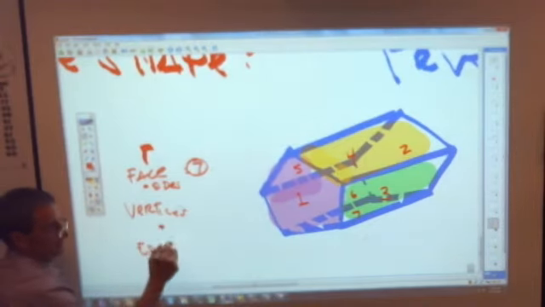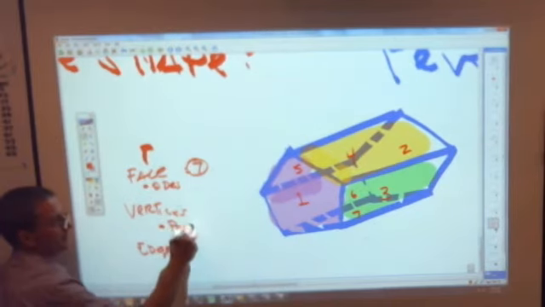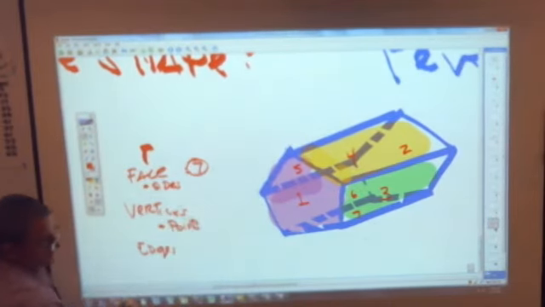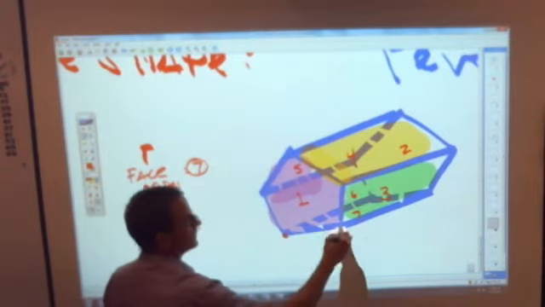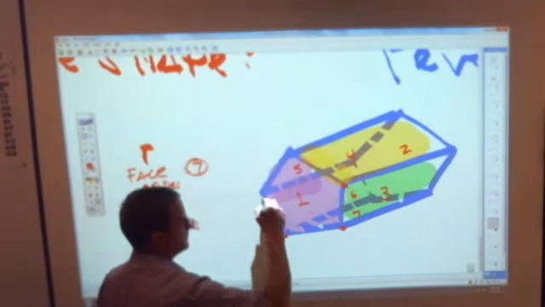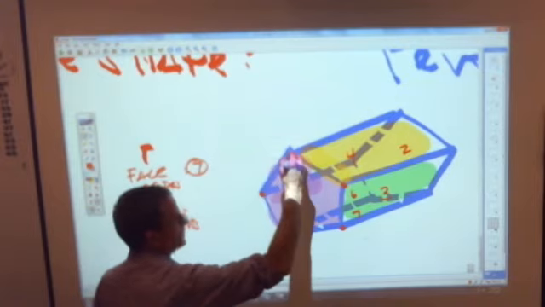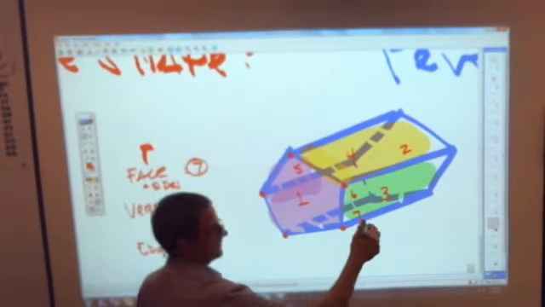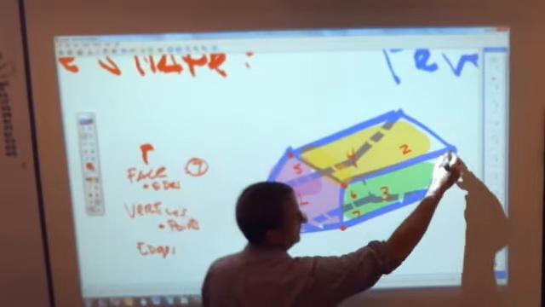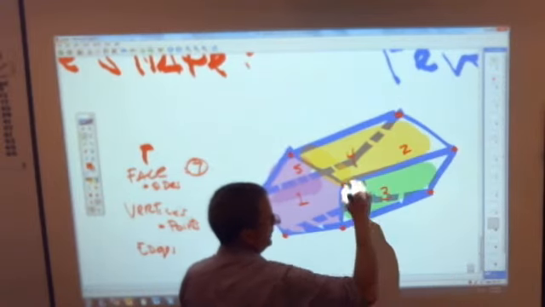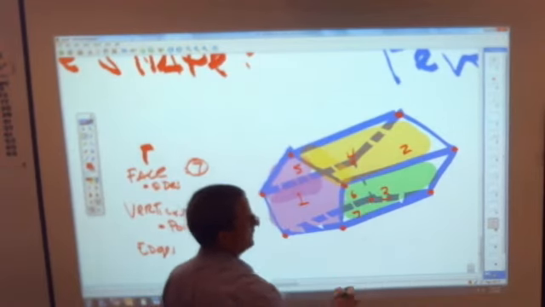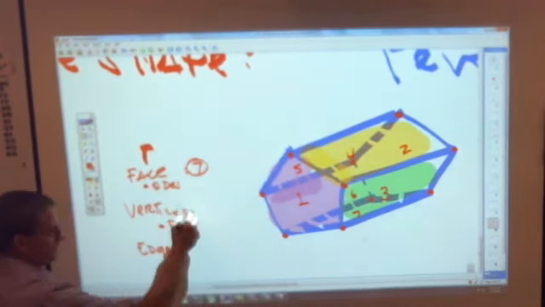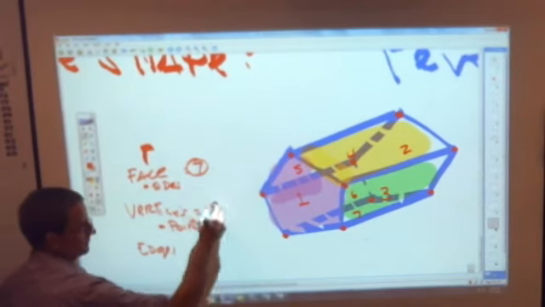Vertices are the points. And if I'm looking at the points on my pentagonal prism, that would be here's 1, here's 1, here's 1, here's 1, here's 1. And then the ones on the back side, there's 1 there, 1 there, 1 there. Where's the one right here, and 1 right there. How many vertices does this thing have? It has 10.